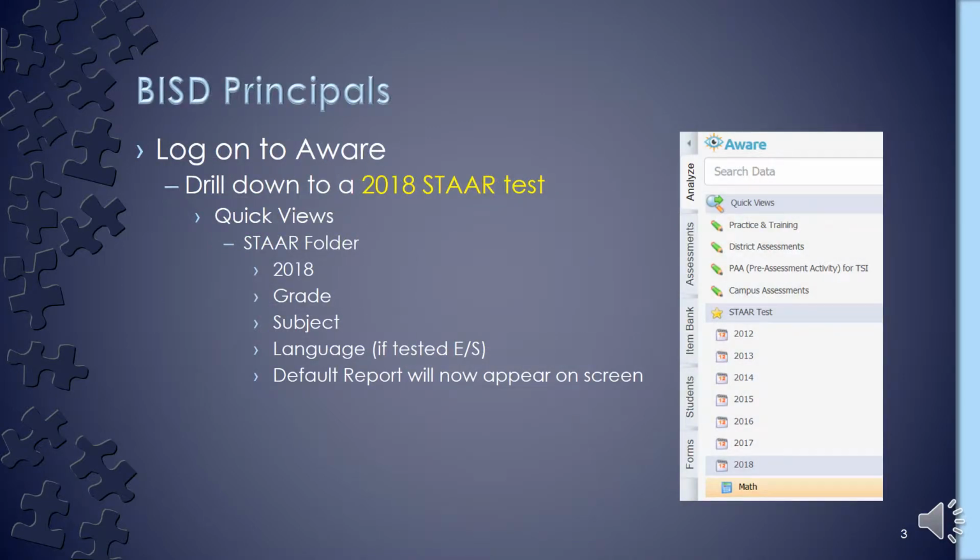In BISD, principals will need to log on to Edaphoria Aware, drill down to a 2018 STAAR test, so you'll go to the Quick Views folder, STAAR test, then you'll choose the year 2018, the grade, if you have the option of 5th or 8th, the subject, and then if you're at an elementary, the language, English or Spanish. I recommend beginning with the English as it's your larger population of students, and now you should see your default report on the right-hand side of your screen.